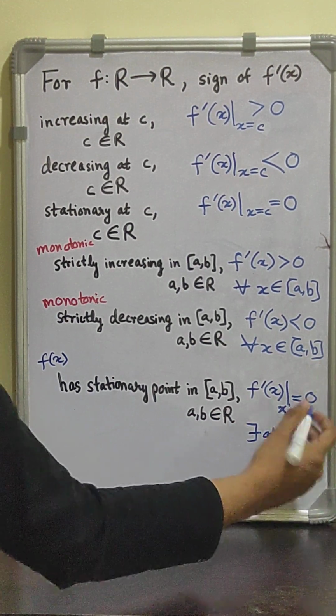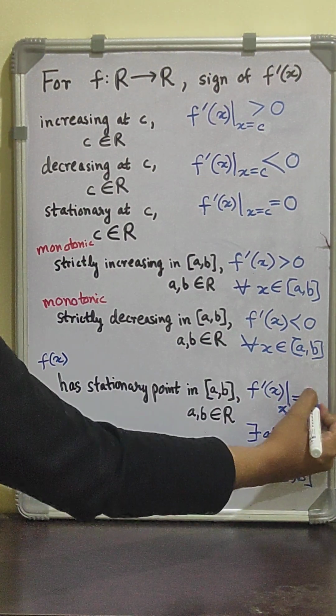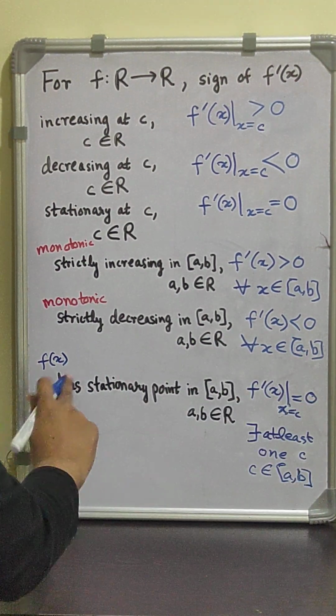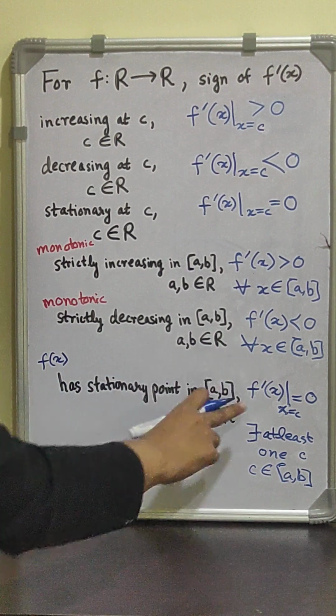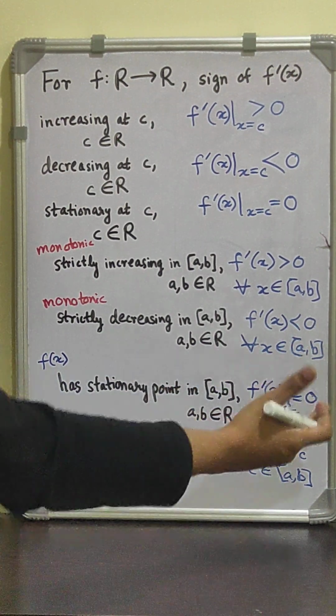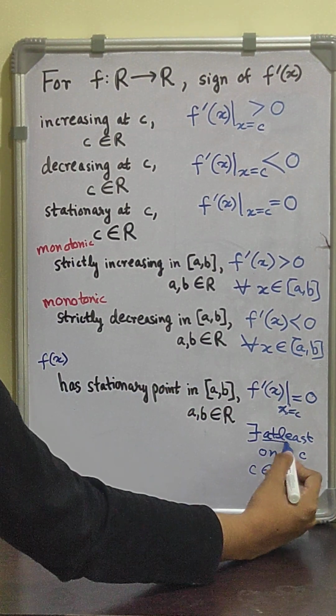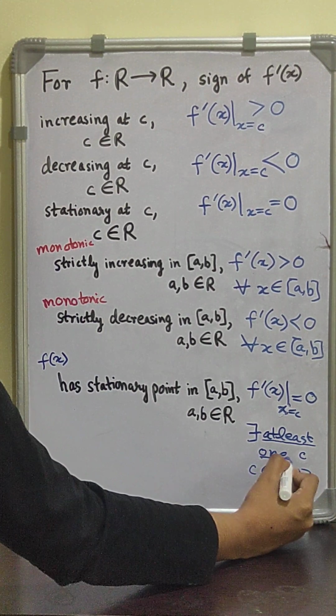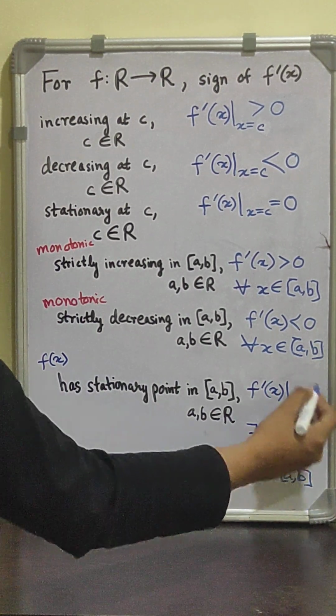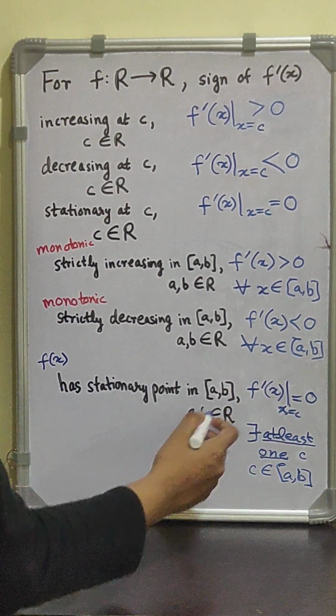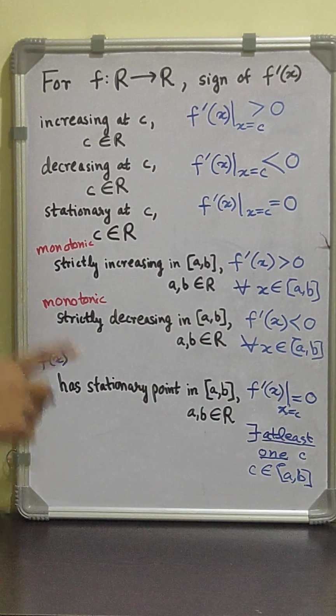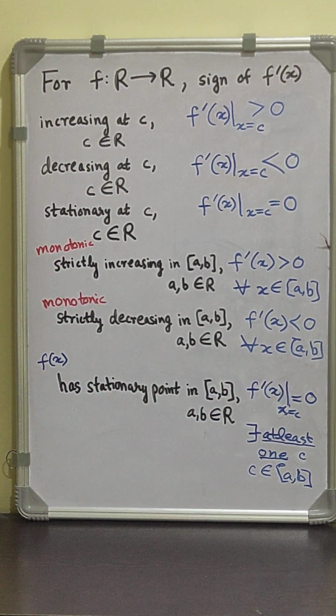and hence c is a point of stationarity, and I can say that f of x has at least one point of stationarity in this interval. There could be more, but this says there's at least one c. So if we have something like this information available, we can conclude this. These properties are going to be really useful when we try to solve problems, especially when we model piecewise functions in calculus.